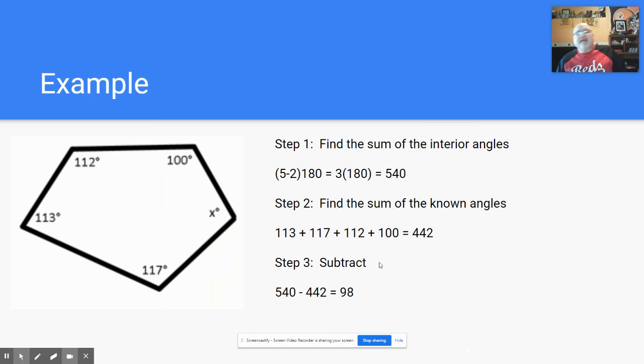And then we do problems like this. Find the missing angle measure of x. So the first step is we'll find the sum of the interior angles. Notice that it's a pentagon with 5 sides. So 5 minus 2, 3 times 180. The pentagon has 540 degrees. Find the sum of the known angles. So we add up the 113, the 117, the 112, and the 100 to get 442. Subtract 540 minus 442. That means we must have 98 degrees for the missing angle.